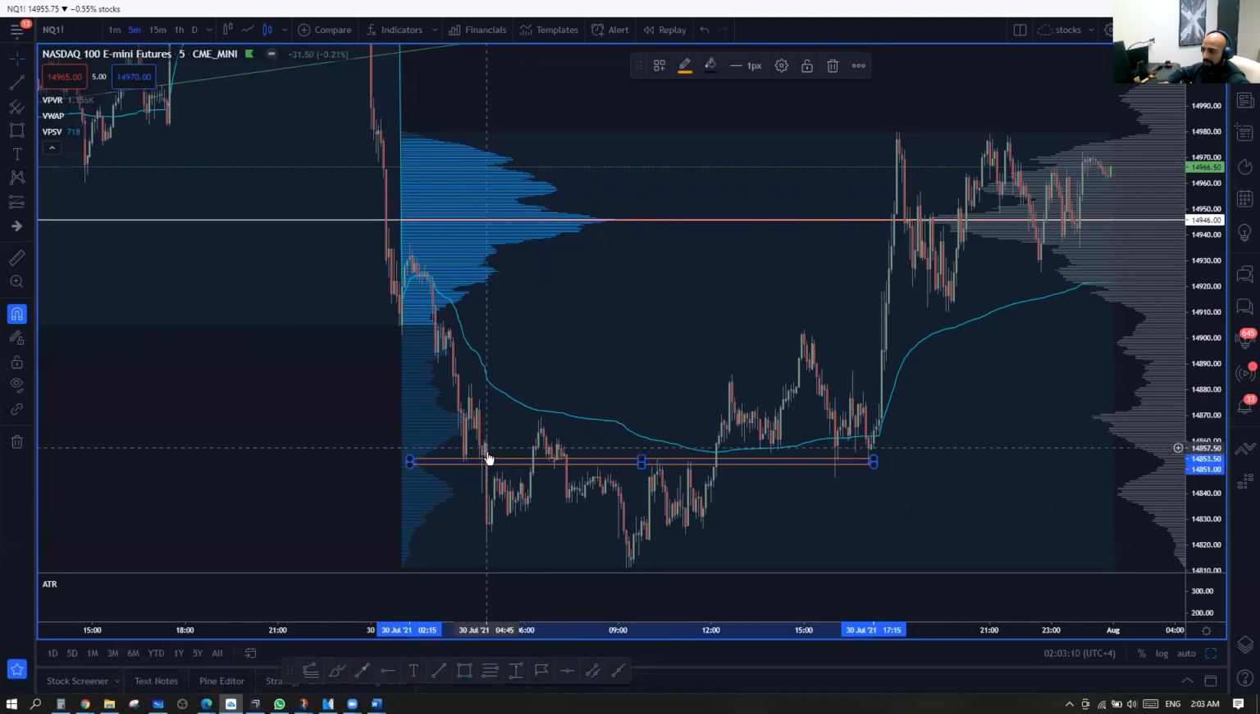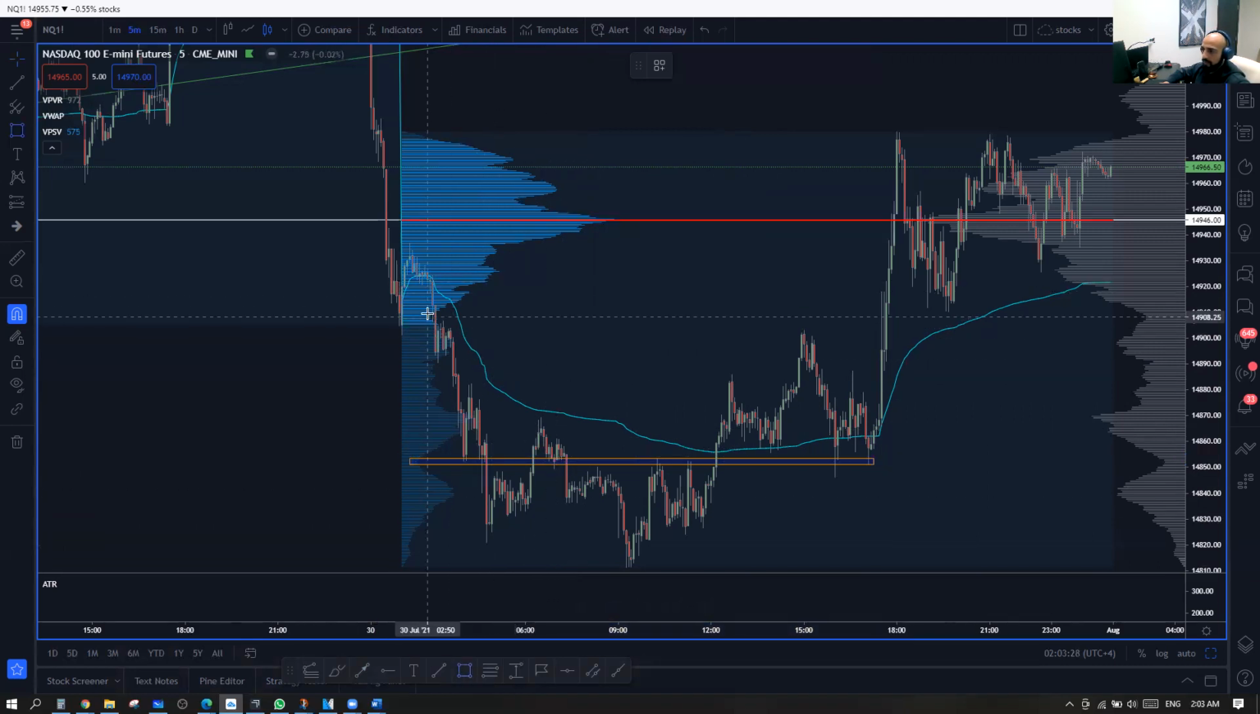The price rejected, cut through quickly, and we have direct rejection, and then the market went up. So this LVN, the market treats it as a support or resistance based on which side we are trading.